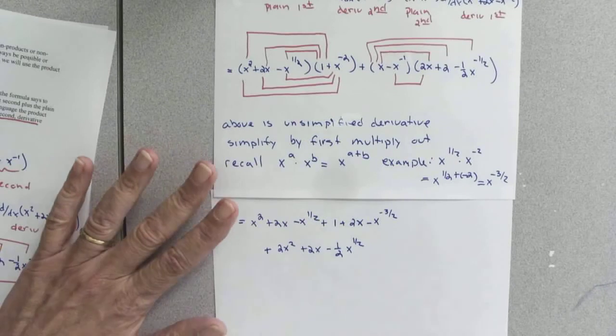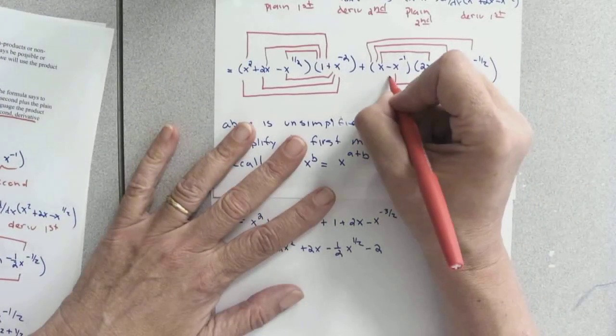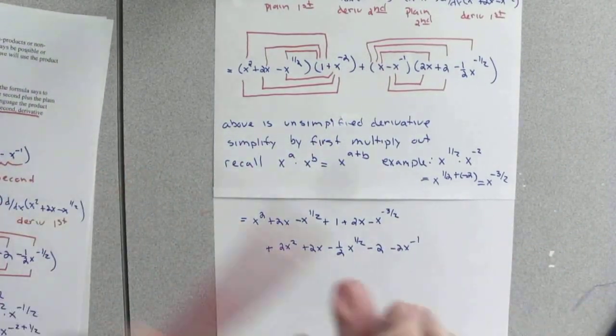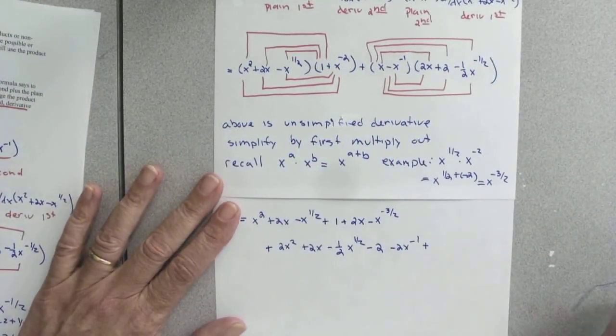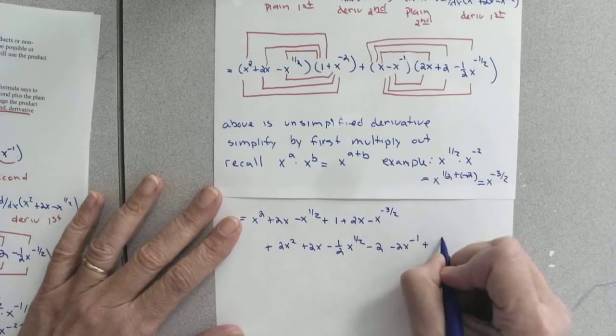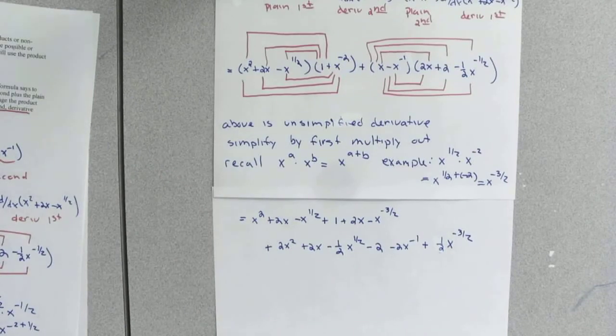Keep going. Be careful with the signs. That's going to be minus 2 x to the negative 1 times x, those x's essentially cancel. Then minus 2x to the negative 1. And then plus, add the exponents. And don't forget about that 1/2 in front there. So plus 1/2 x to the negative 3/2. So 2x squared, 2x minus x to the 1/2, negative 2, negative, I think that's right.